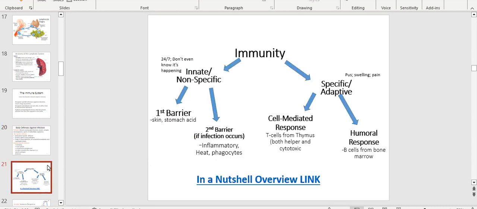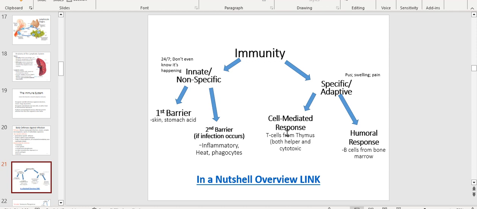Just a shot here of what's going on with the immunity. There's your innate, non-specific, and the first barrier: skin and stomach acid. Your skin, non-specific, keeps out bugs and viruses, keeps them all out. Stomach acid, doesn't matter. You eat a sandwich that's covered in bacteria. There's a reason why the stomach acid is there: to kill anything before it makes it into the small intestine, for the most part.